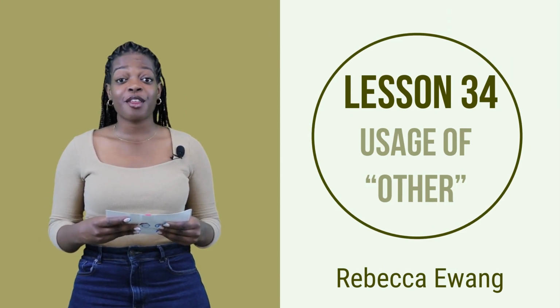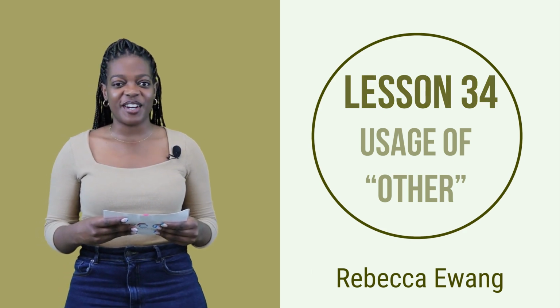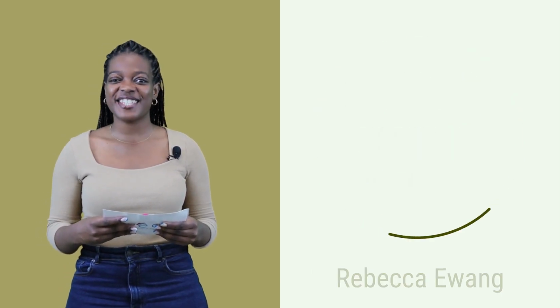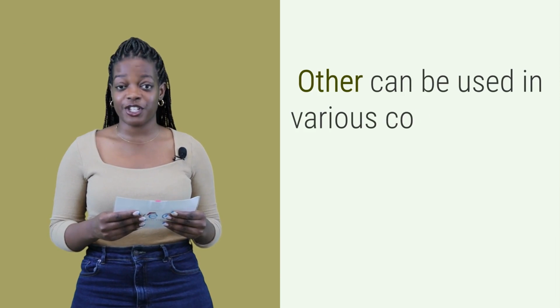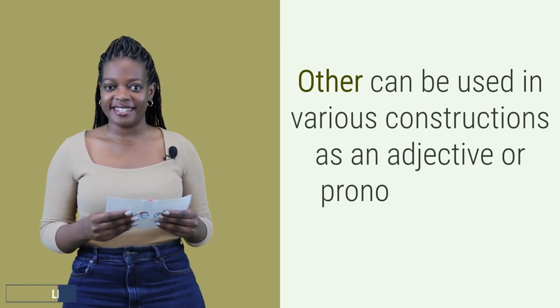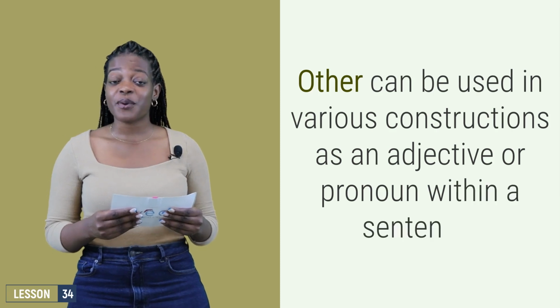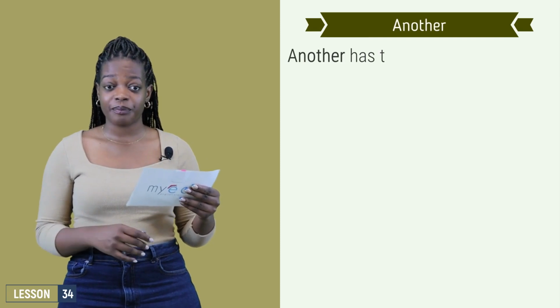The topic of our 34th lesson is the usage of other. So, let's get started. In English, other can be used in different sentence constructions as an adjective or as a pronoun in the sentence. Let's start with our first form of other, which is another.